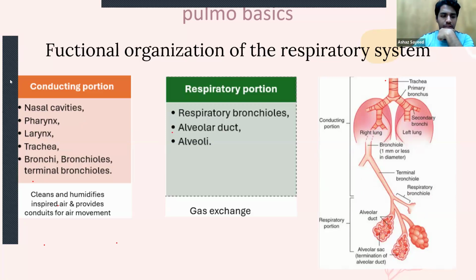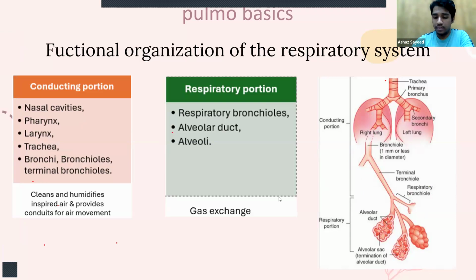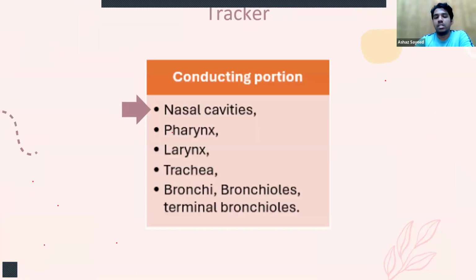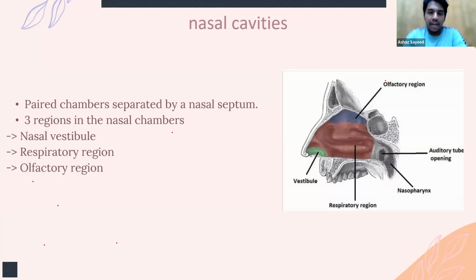And let's start with the second last lecture we have, respiratory tract histology 1. I'll be discussing more about the conducting portion here, and we'll start with the nasal cavities. The nasal cavity is this air chamber. You can see it right in your nose, right here. This is the nasal septum, and the chambers inside, those are your nasal cavities. And the nasal chambers actually have three regions: the nasal vestibule, the respiratory region, and the olfactory region.